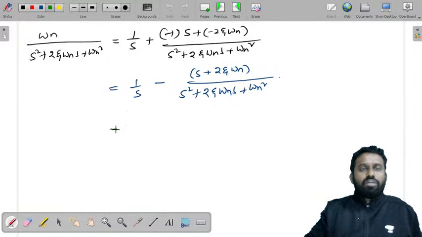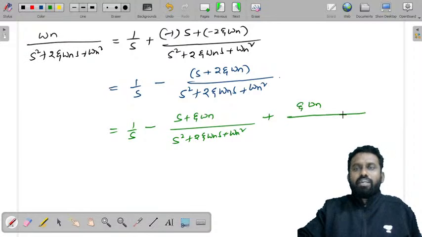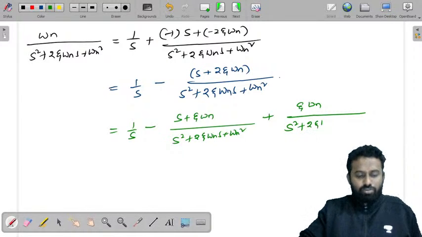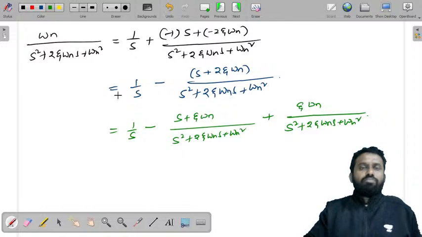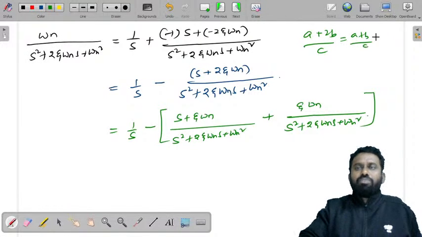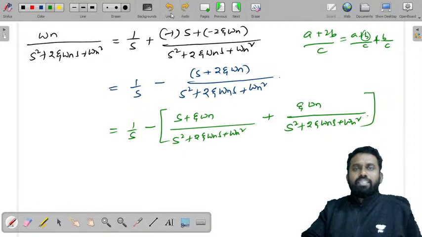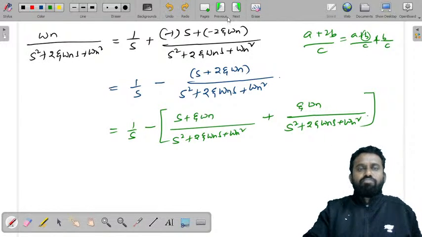this value. Now coming to this, 1 by s minus, can I write it as s plus zeta omega n by s square plus 2 zeta omega n s plus omega n square plus zeta omega n by s square plus 2 zeta omega n s plus omega n square? I hope this is correct. Because if this is a plus 2b by c, I can write a plus b by c plus b by c. I've just separated this 2b. Similarly, I've just separated this 2 zeta omega n, so that is zeta omega n plus zeta omega n.